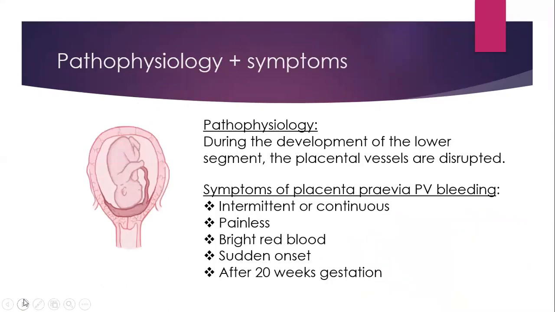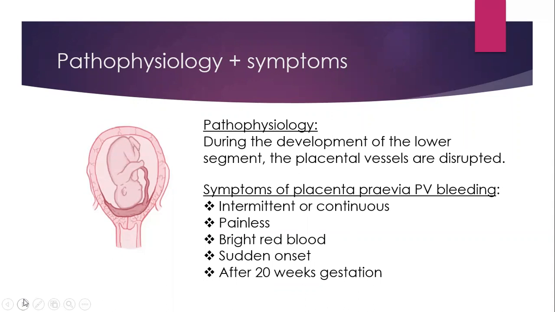So when we look at why this is happening, it's usually when the placenta implants in the lower segment of the uterus, and when the lower segment then further develops, there's disruption of the placental vessels. The development of the lower segment usually happens between 26 and 32 weeks of pregnancy, and that's most of the time when you will see the bleeding from placenta previa.